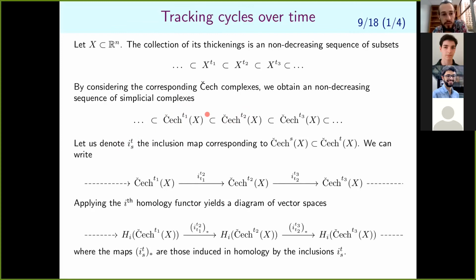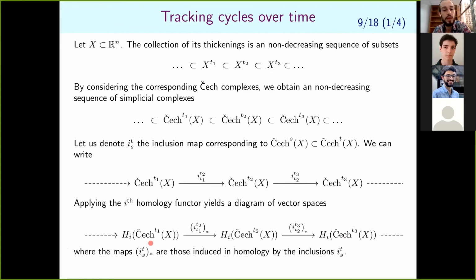These inclusions here, I will denote them I. Okay, I just want to give a name to the inclusion map. For instance, the inclusion map between Čech T1 and Čech T2, I denote it I T1 T2. Okay. And now I will put all of this on the homology side of the mirror. I apply the i-th homology functor. Okay, so I have homology groups. And thanks to the functoriality property, these inclusion maps are also transformed into maps between vector spaces, into linear maps, right? So I have a complex of vector spaces.